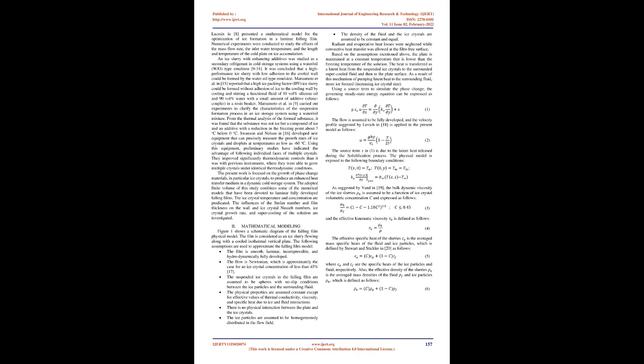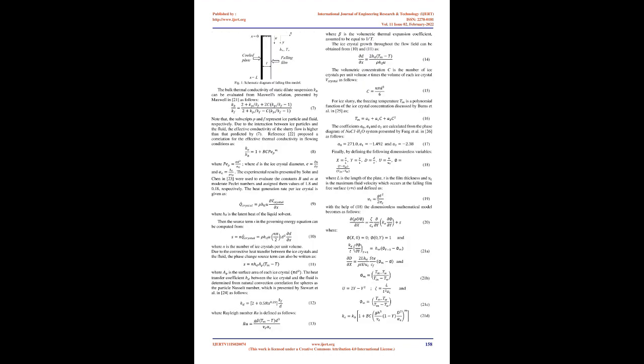2. Mathematical modeling. Figure 1 shows a schematic diagram of the falling film physical model. The film is considered as an ice slurry flowing along a cooled isothermal vertical plate. The following assumptions are used to approximate the falling film model. The film is smooth, laminar, incompressible, and hydrodynamically fully developed. The flow is Newtonian, which is approximately the case for an ice crystal concentration of less than 45% [17].